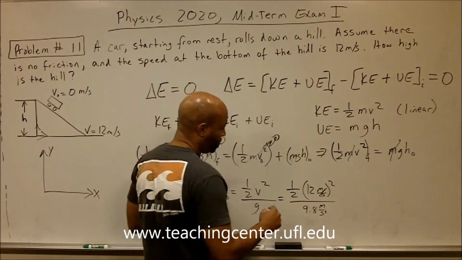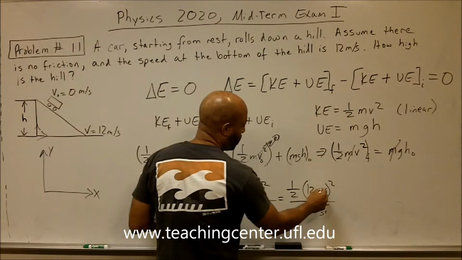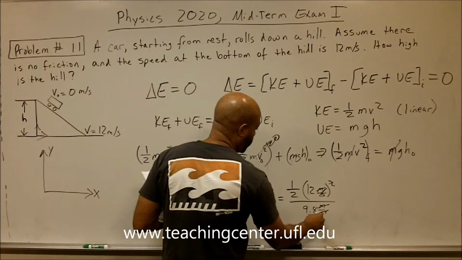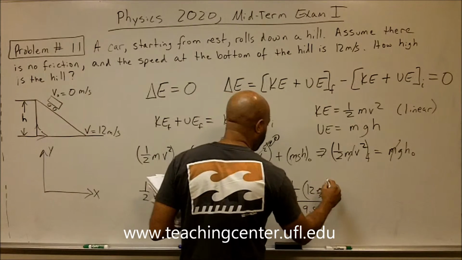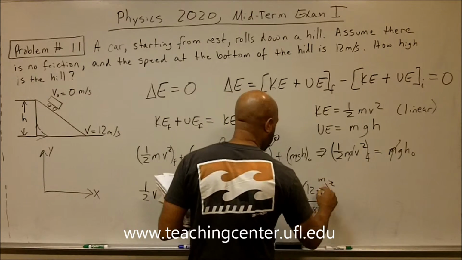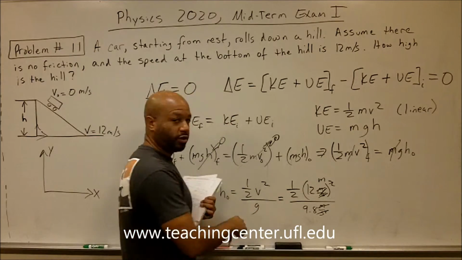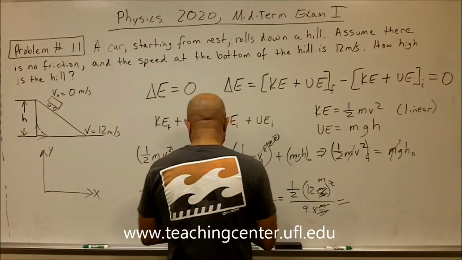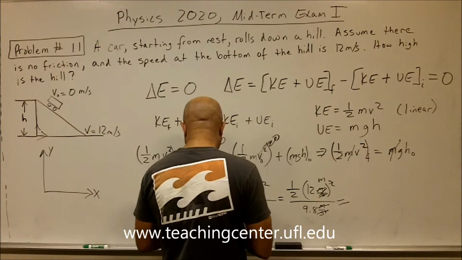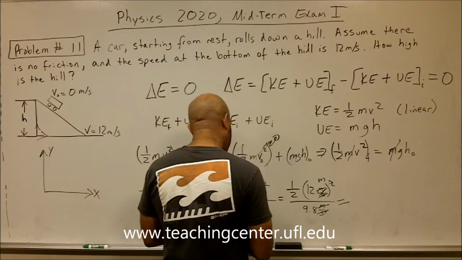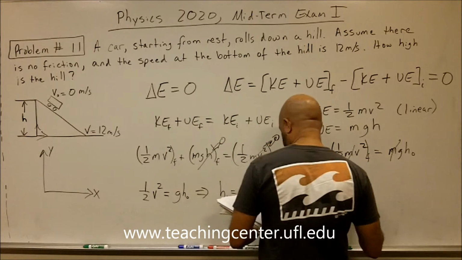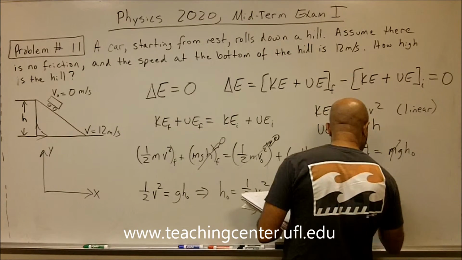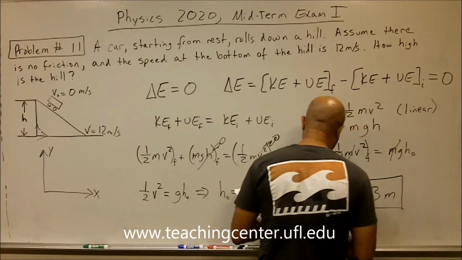And what happens is the meters cancel out with one of these meters, since this is meters squared, and then the seconds squared will cancel out. We're just left with meters on top, okay? And that's exactly the units that we need for height. And when we calculate this, you're actually going to get 7.3 meters.